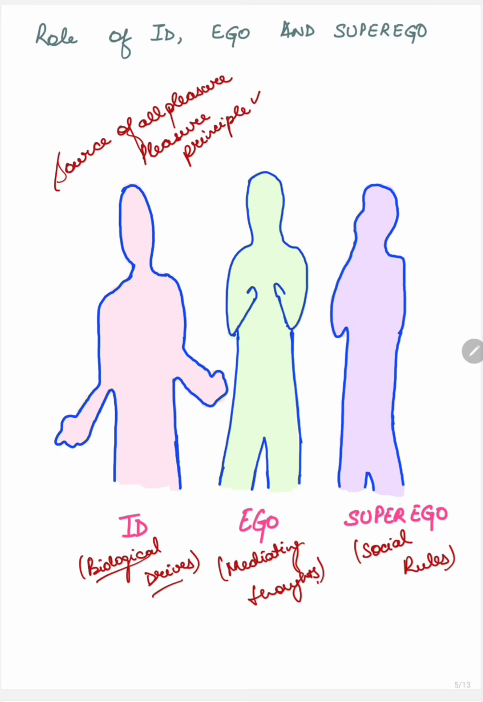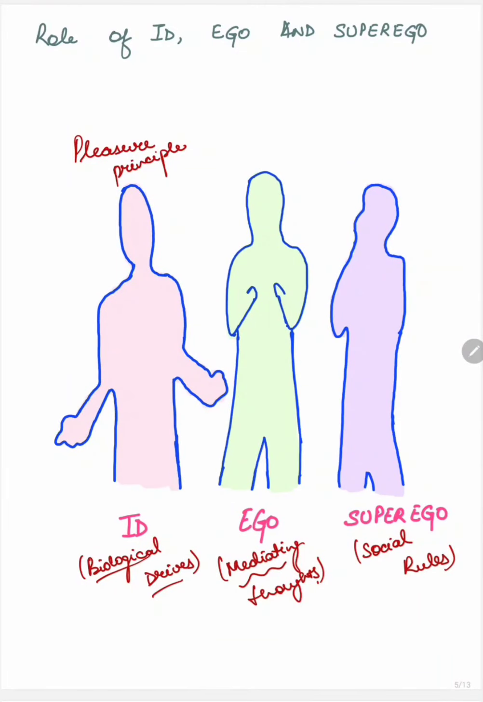It would satisfy its fundamental urges immediately as they arise, without any rules or morals. So these instincts are basically immoral, illogical, and lack unity of purpose. So this was all about the id, which works on the pleasure principle, and basically it is all our biological drives.